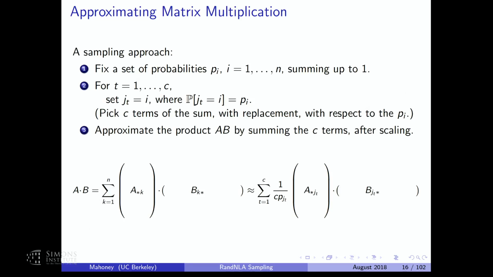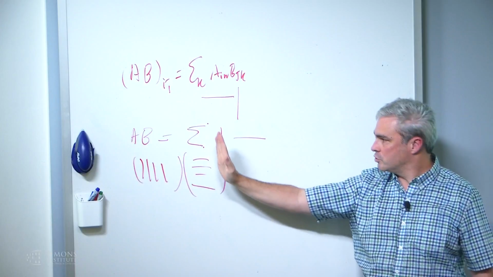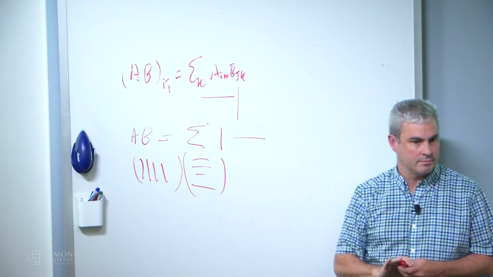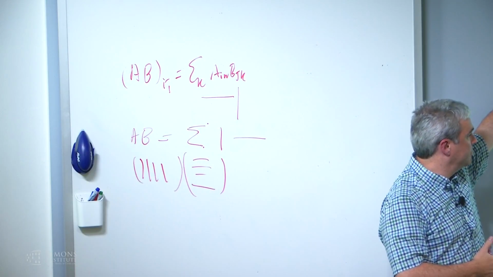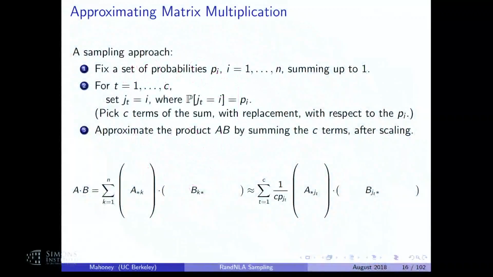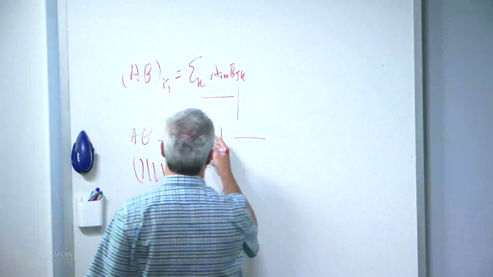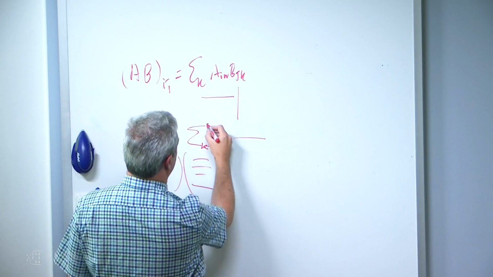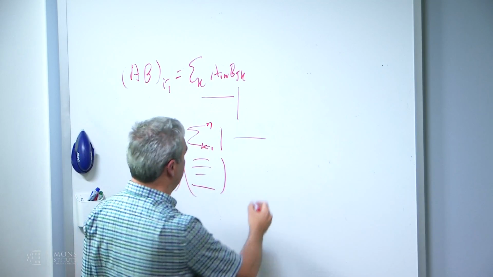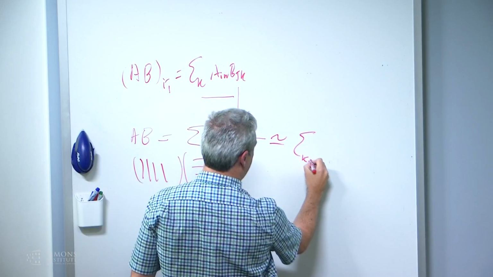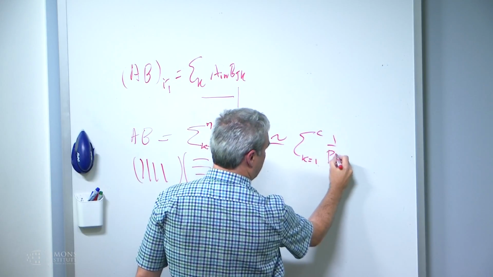And for t equals 1 to c, sometimes this is an s or an r or an m or an m sub j. I mean, it's the number of samples you're drawing. Choose a rank 1 component, but clearly don't write it out naively. Choose a column of A and a row of B with those probabilities. And so approximate the product AB. This is k equal to 1 to n, if it's m by n and n by p, and say that this is close to a sum from k equals 1 to c of a scaled version.